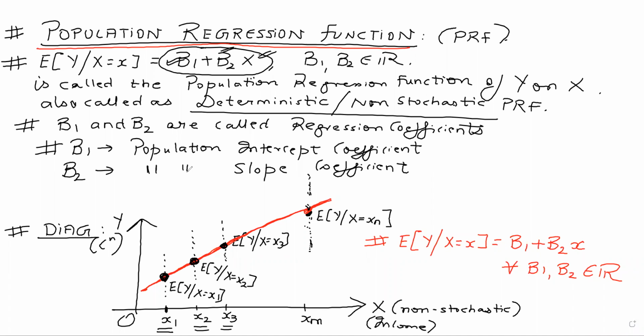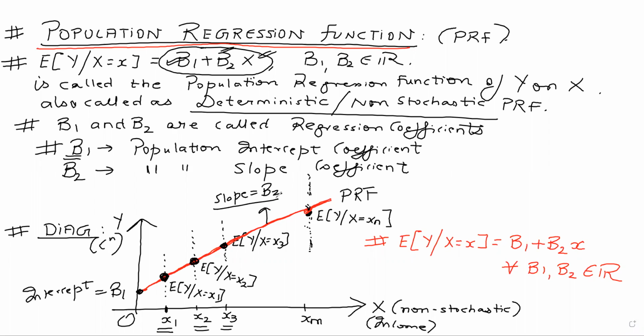So far, I hope students are all clear with this. You can clearly see that the population regression function is a straight line having the intercept as B1. This is capital B1, which is my intercept term, and the slope of this line is equal to capital B2.